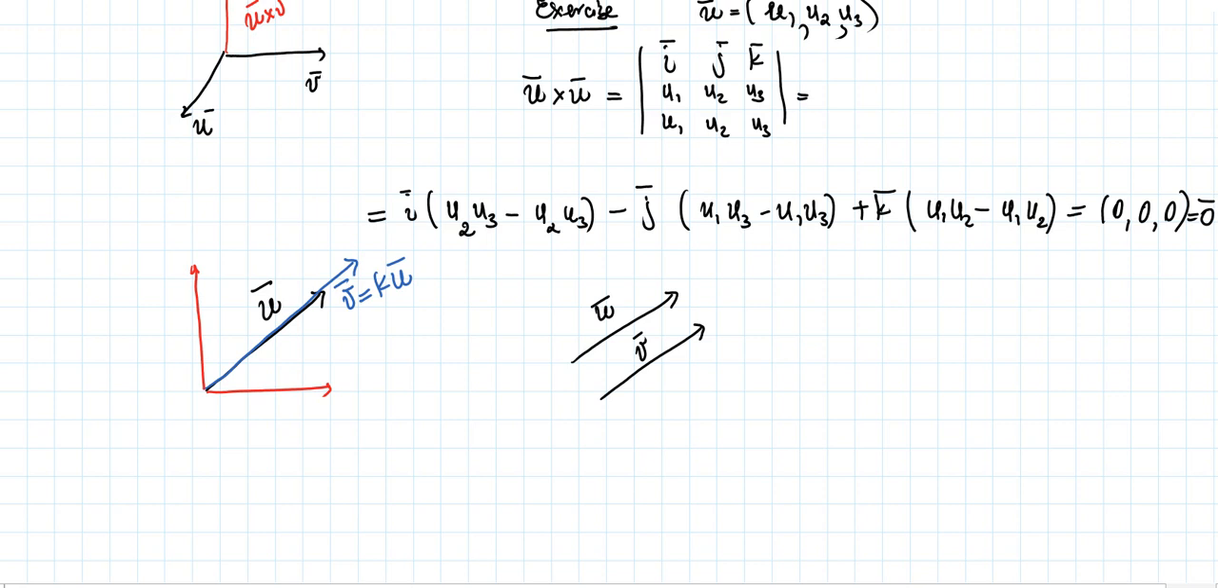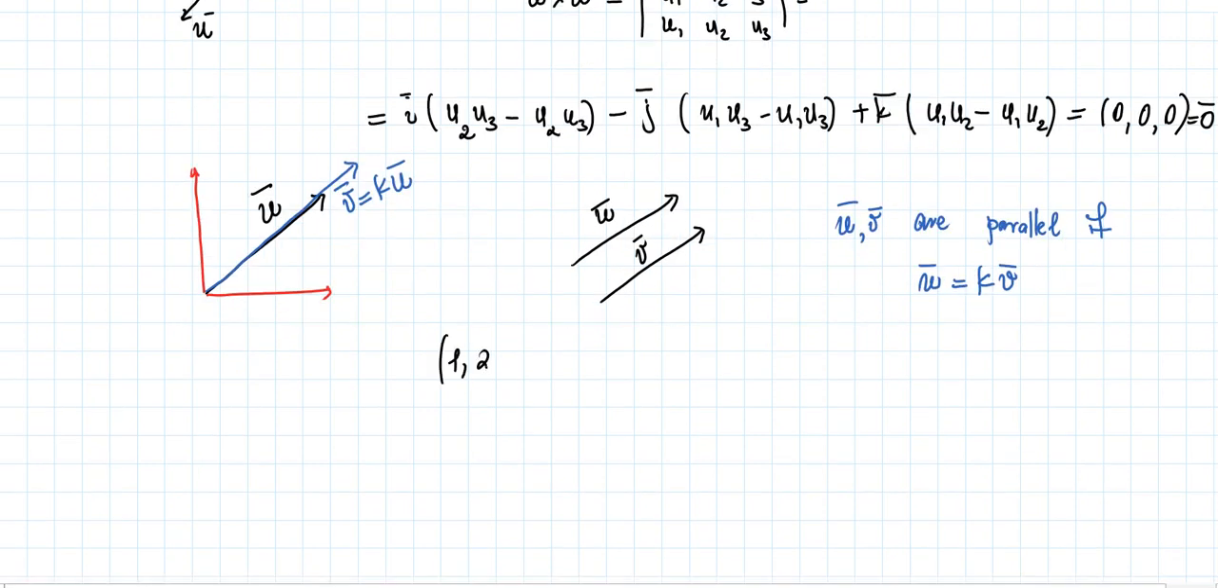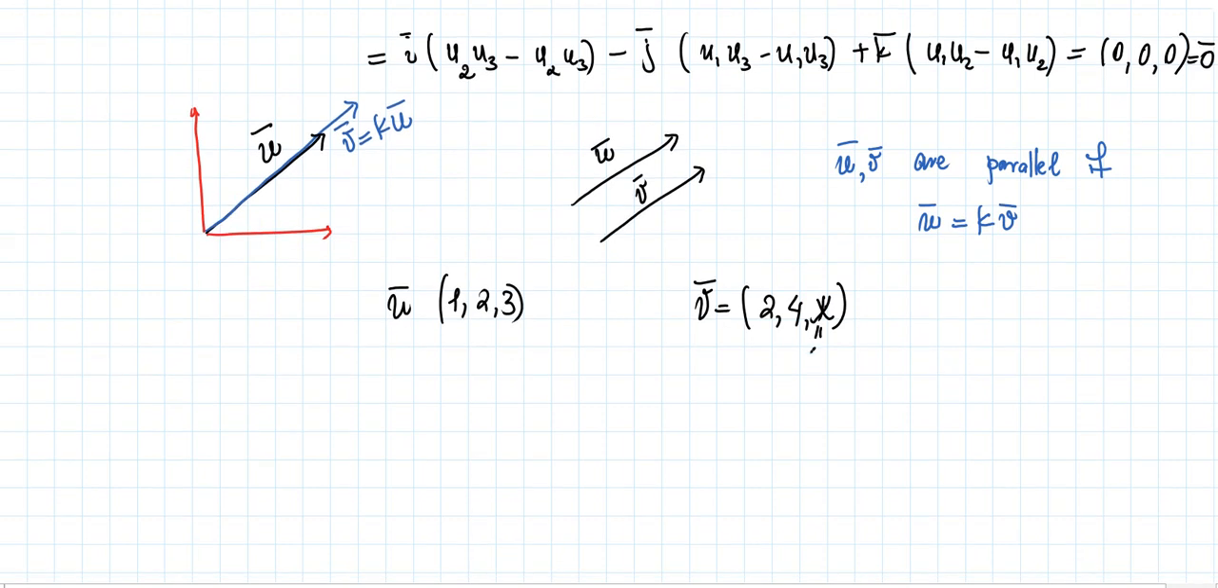Okay, let us write this down. Let u and v be vectors. They are called parallel if u can be obtained by multiplying v by some constant. For example, (1, 2, 3) is the vector u, and v is going to be (2, 4, x), maybe. Which value of x do I need to choose so that u and v become parallel? 6. So if I set x equal to 6, then u and v become parallel, right? Why? Because if you multiply u by 2, you obtain v.